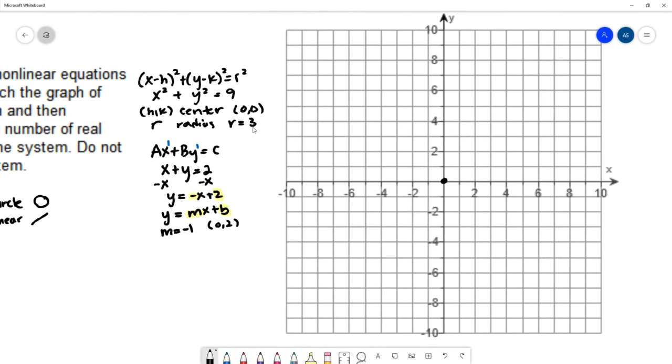And that means that if I go 3 to the right of that center, we have a point on the circle. 3 above that center, we have a point on the circle. 3 to the left is a point on the circle, and 3 down, there's a point on the circle. So we can connect those 4 points, and we have a sketch of our circle.